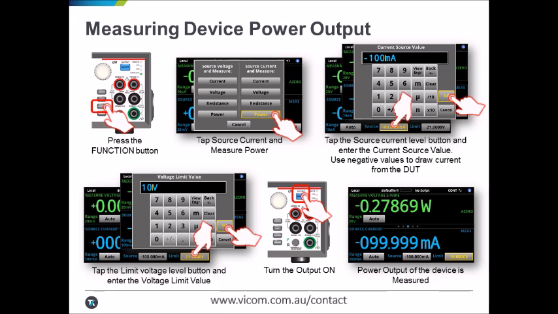Next, tap the Limit Voltage Level button and set the voltage limit of the SMU. This should be set to a value larger than the output of your device so that the SMU can output voltage large enough to not short the device. Finally, press the Output button to turn the output on and start taking measurements.